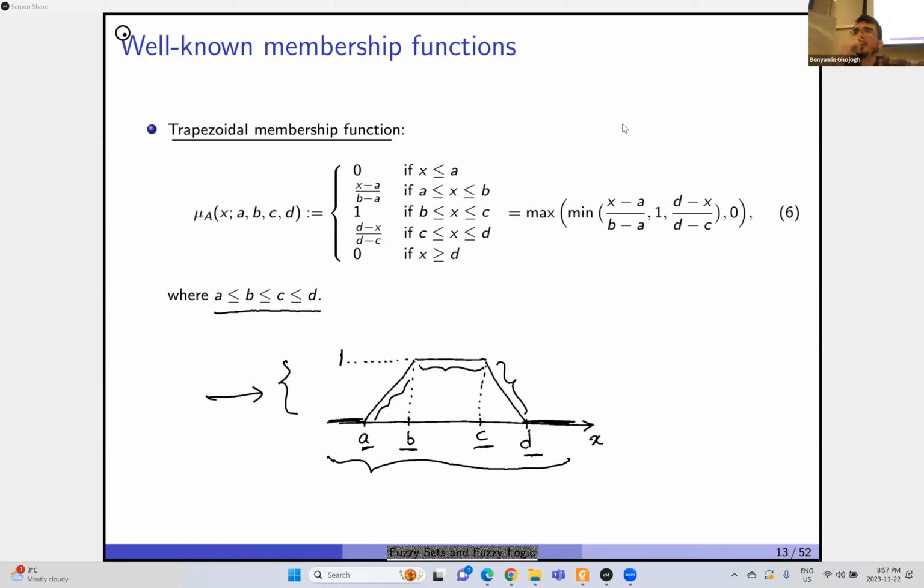No, you can't have rectangular. Why? Because it needs to be a function. To be more specific, A should be strictly less than B, and C should be strictly less than D. But B and C can be equal to each other. Why? If you set B and C equal to each other, it becomes a triangular membership function. But A and B should not be equal to each other because it is a function. You can't have several memberships for one value. Okay?